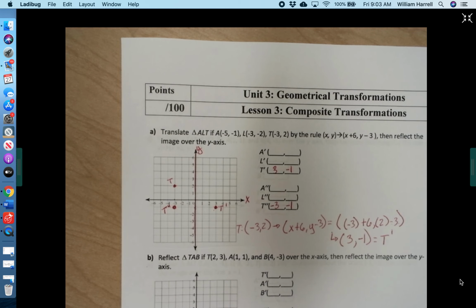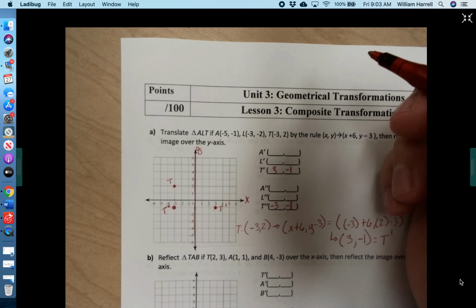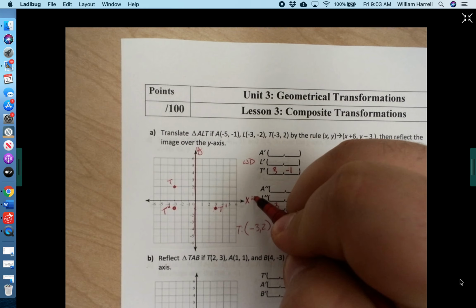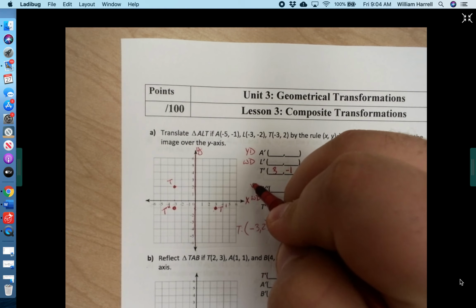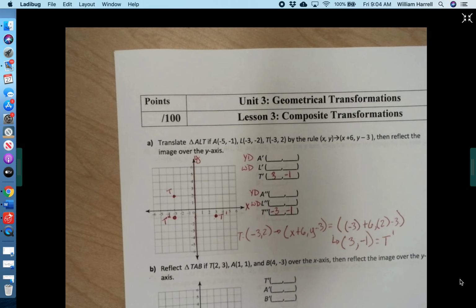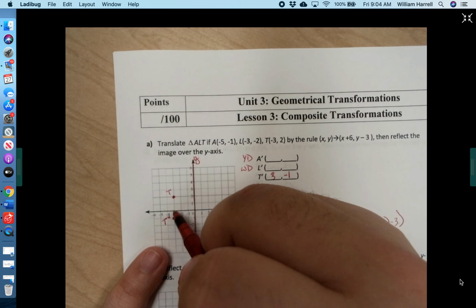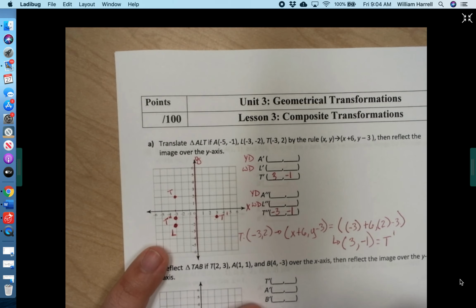All right. So you repeat that process for points A, L, and T. What I want y'all to go ahead and do is try to do point L, and then y'all do A afterwards. So again, starting with L, think about what your first step is going to be. First step will be you plot it. So (-3, -2) is L.